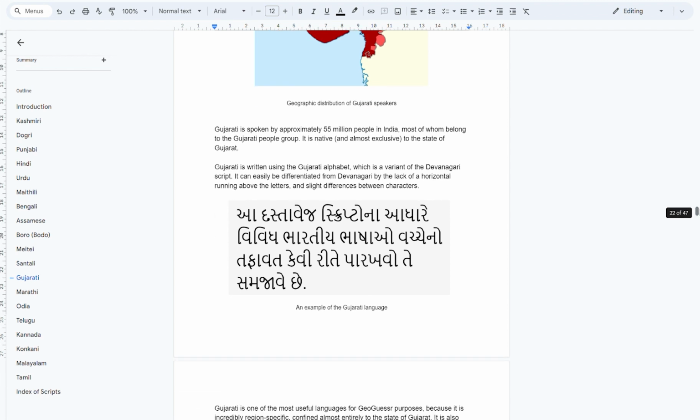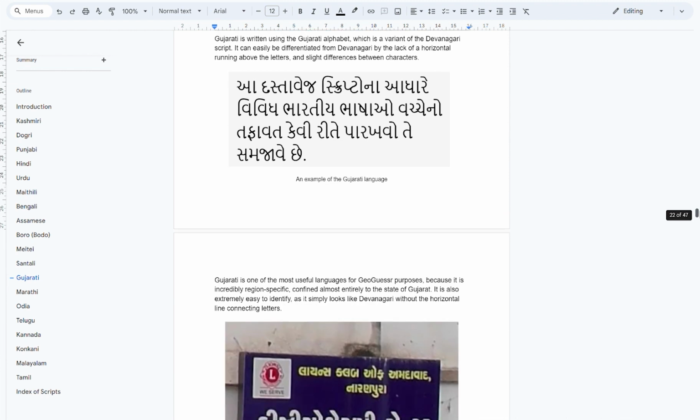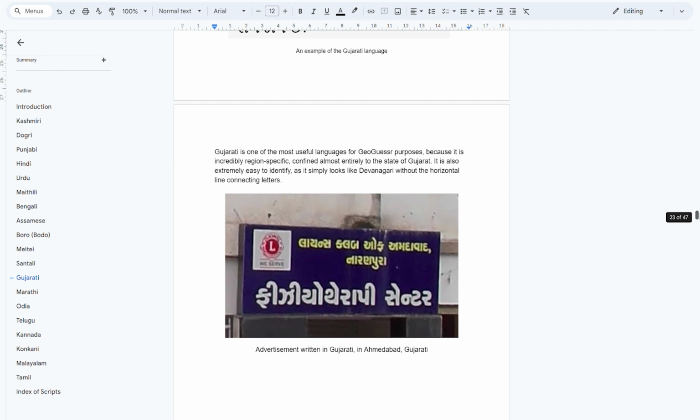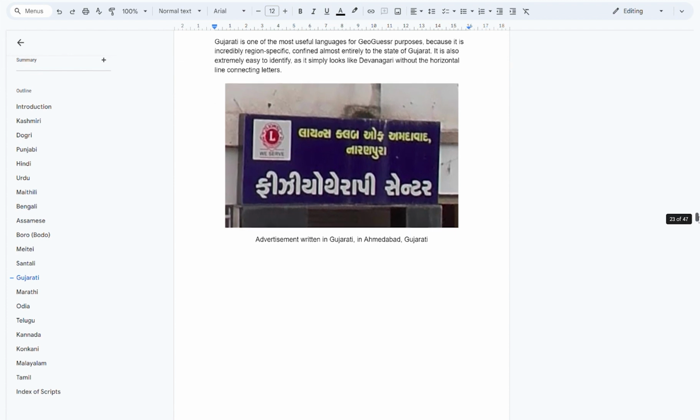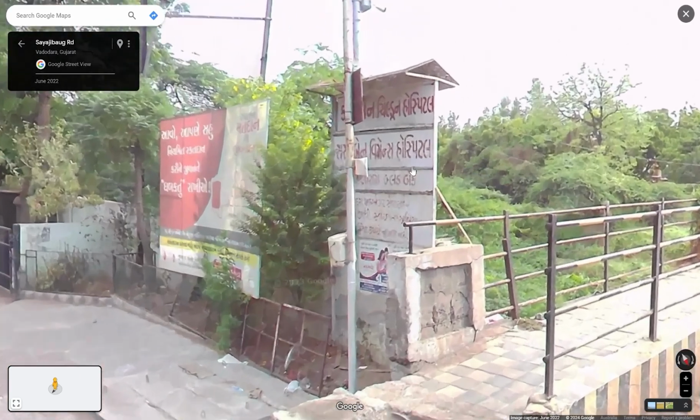There's slight differences between some of the characters. Again, if you spend a bit of time looking at signs, looking at some text and some examples, have a scroll through this document, you should be able to get a sense of what script is what. It's a very, very useful language for GeoGuessr purposes. It's very region-specific, confined almost entirely to Gujarat. It's extremely easy to identify. It looks like Devanagari, but without the horizontal line that connects letters.